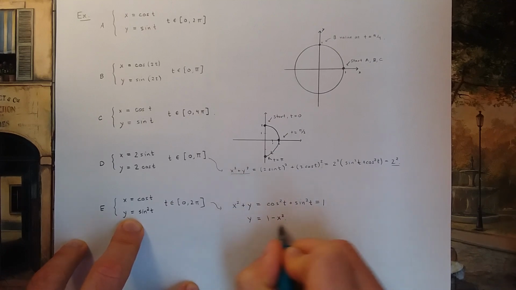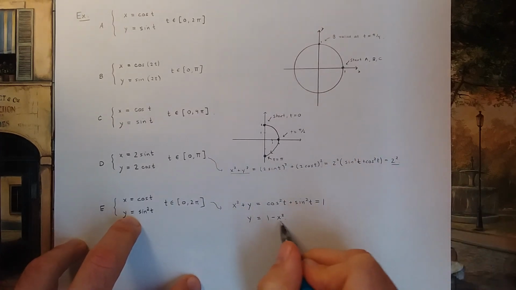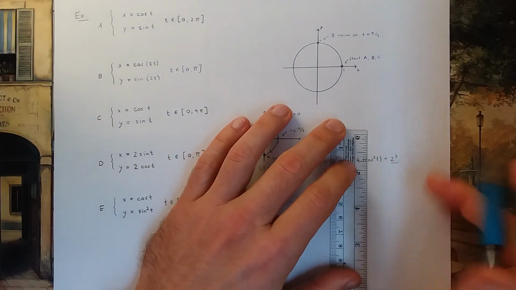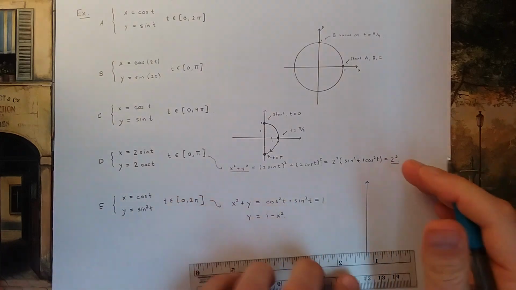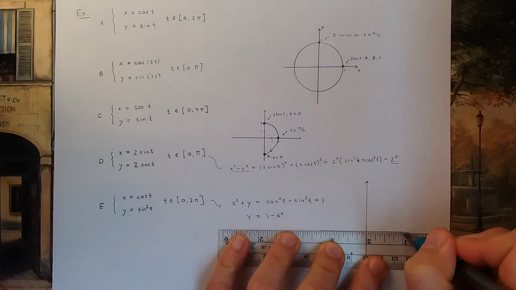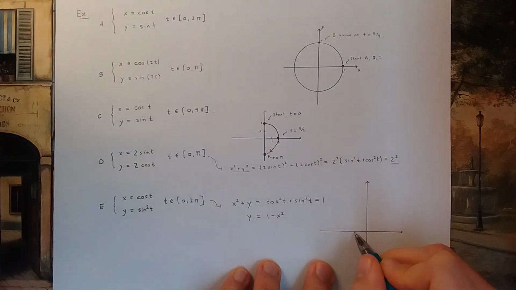That's not the equation of a circle. That's the equation of a parabola. Let's draw the graph of what this parametric equation would be. So I'm going to sketch the equation of this parabola.